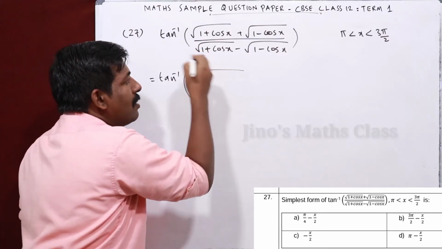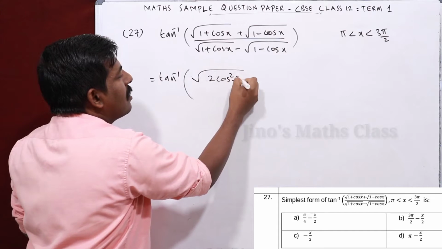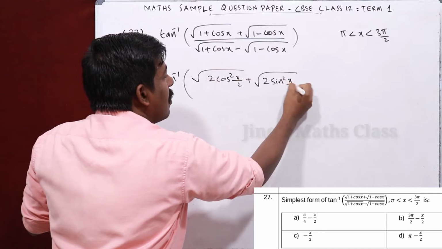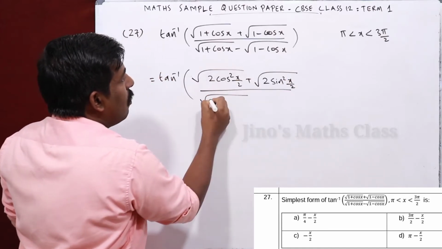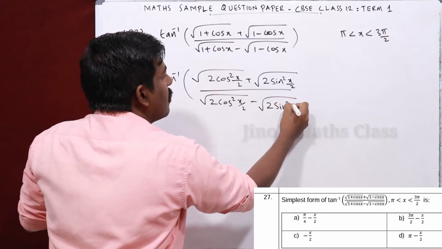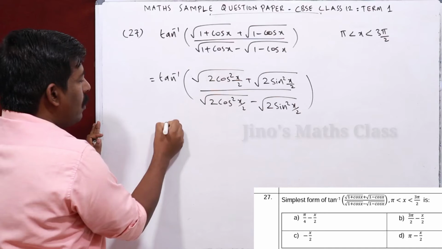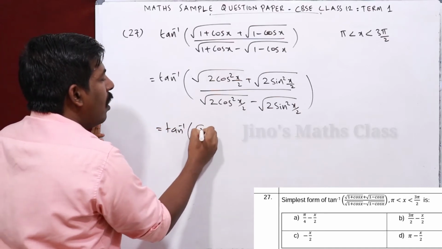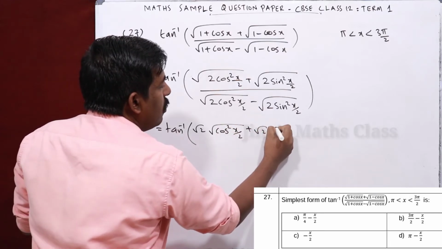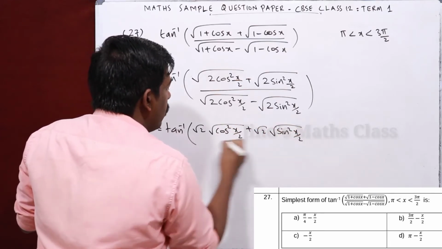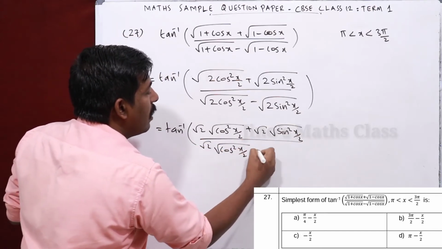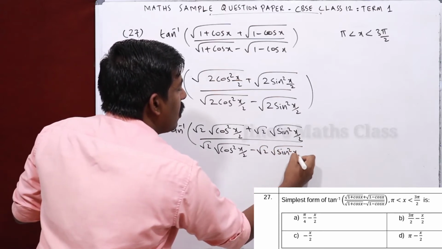Here we are applying 1 plus cos x as 2 cos square x by 2 plus square root of 1 minus cos x is 2 sin square x by 2. Denominator also same, square root of 2 cos square x by 2 minus square root of 2 sin square x by 2. That is equal to tan inverse of, here it is square root 2 into square root of cos square x by 2 plus square root 2 into square root of sin square x by 2, all divided by square root 2 into square root of cos square x by 2 minus square root 2 into square root of sin square x by 2.